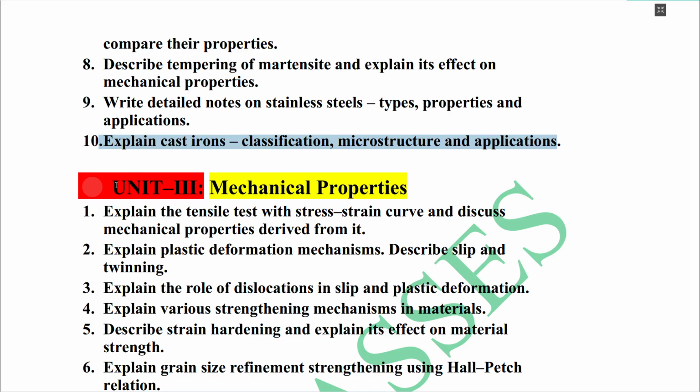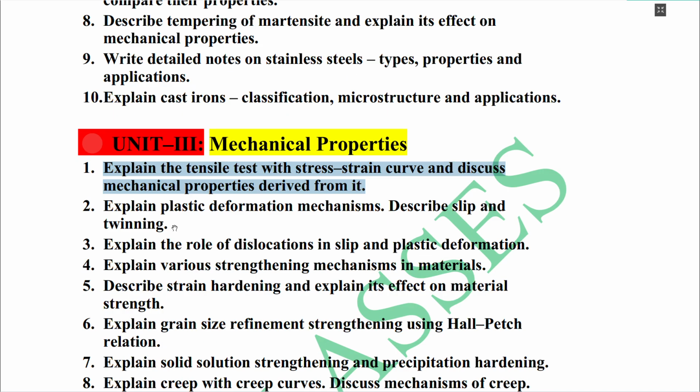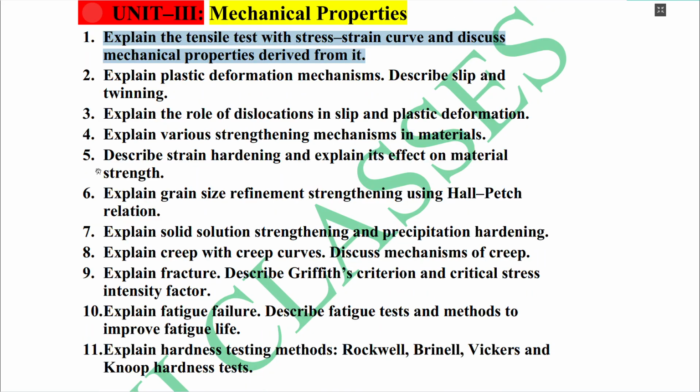Here we start unit number 3, which is mechanical properties. Question number one is: explain the tensile test with the stress-strain curve and discuss mechanical properties derived from it. Question number two is: explain plastic deformation mechanism, describe slip and twinning. Question number three is: explain the role of dislocations in slip and plastic deformation. Question number four is: explain various strengthening mechanisms in material science.